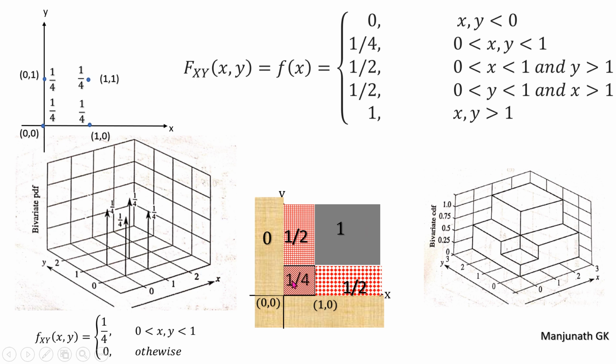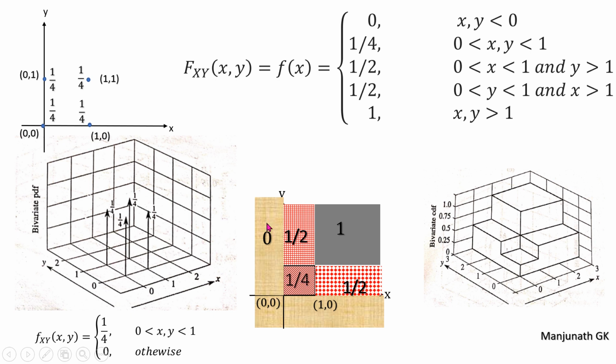In this region, is it 1 by 4? Yes, you can observe here. X is varying from 0 to 1, y is varying from 0 to 1. So this will be the square box. What could be the value of it? 0.25. 0.25 means 1 by 4.